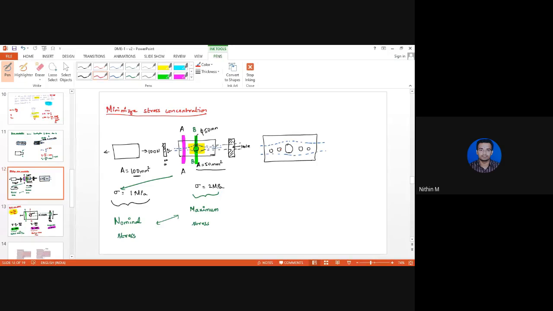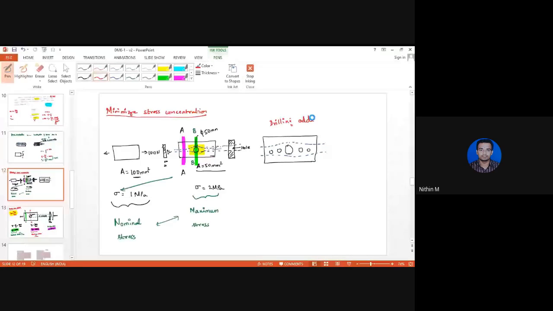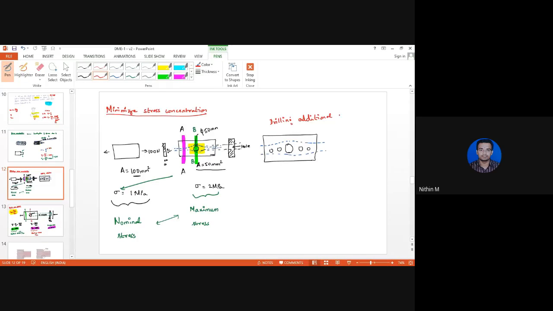It does not mean that the strength of the plate is increasing, because I am removing the material. Whenever I am drilling additional holes, compared to a single hole, the stress concentration is decreasing. So this is one thing that you should remember. One of the first methods of reducing stress concentration is drilling additional holes. Drilling additional holes will help to reduce the stress concentration.